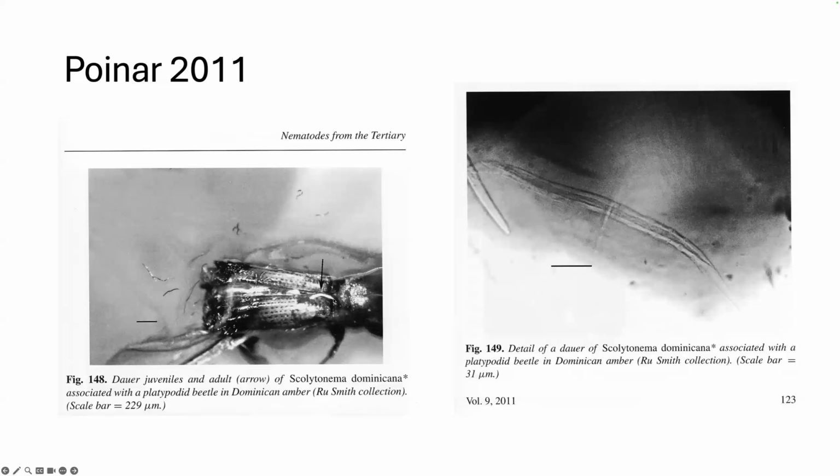So here you can see that there's an adult nematode just between the two elytra of this platypodid beetle, and these are all the little ones, the dauers as they call them. This one's worth noticing because we'll find it later in the 3D data set. And here he's gone close up to see one of these nematodes with its intestine down the middle, and that scale bar there is 31 microns.